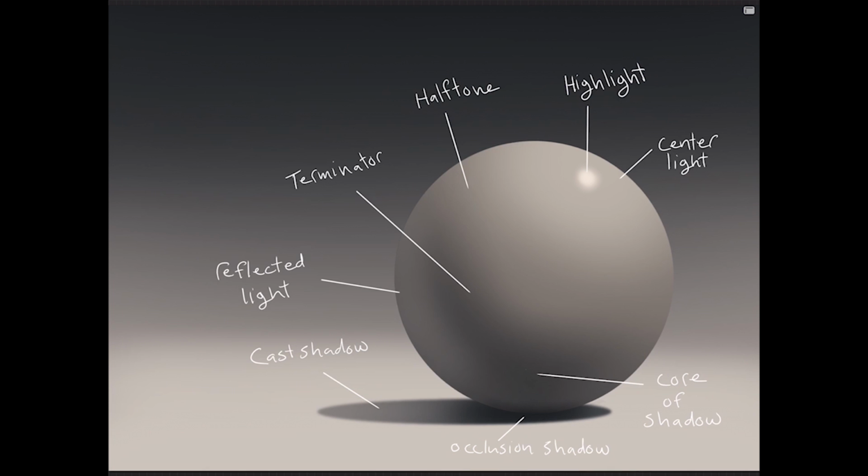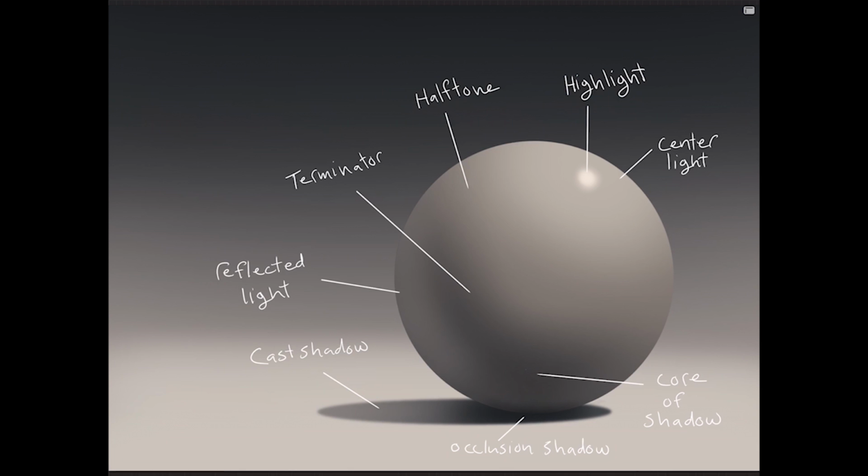Now, different lighting situations will determine the way that your terminator is going to look. And same with the highlights and the center light. If you have a sunny, sort of sunlit type lighting like we have in this image, then the terminator is going to be a little bit more crisp, the highlight's going to be a little bit more crisp, the center light's going to be more crisp, and the cast shadows are going to be darker.